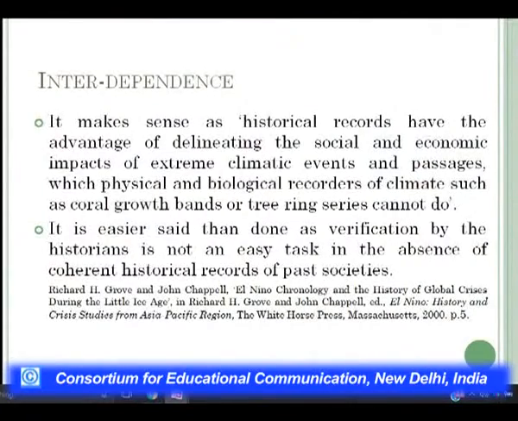That interdependence was explained in another manner by Richard Grove and John Chappell when they were working on the process of changes which are manifested in the monsoons. And they say that it makes sense, as historical records have the advantage of delineating the social and economic impacts of extreme climate events and passages, which physical and biological recorders of climate, such as coral growth bands or tree ring series, cannot do. Similarly, it is easier said than done, as verification by the historian is not an easy task in the absence of coherent historical records of past societies.